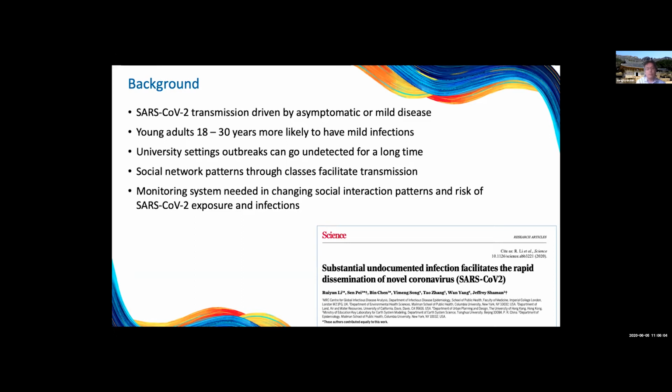We also know through multiple studies that university settings tend to be somewhat unique in the sense that not only are social interactions between peers important outside of classes, but because of the courses and class network, there are specific networks that facilitate transmission in this population. So what we need is a system to monitor changing social interaction patterns over time, and also to monitor the risk of SARS-CoV-2 exposure and infections over time.